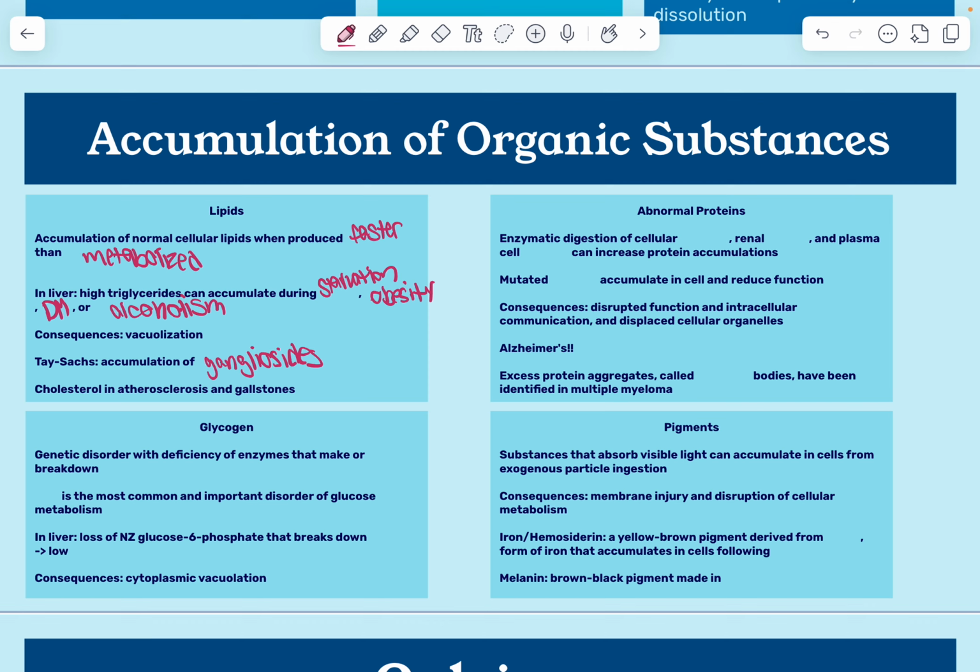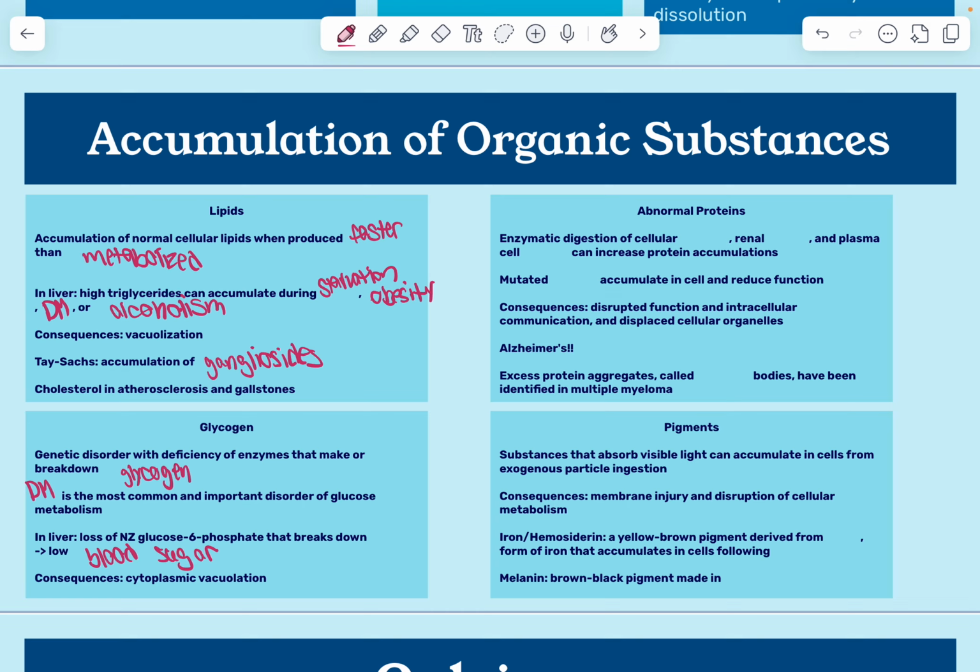So glycogen, this happens when there's a genetic disorder with deficiency of enzymes that make or break down glycogen. And diabetes mellitus is the most common disorder that you're going to see with this. And in our liver, there's going to be a loss of glucose-6-phosphatase, and that is going to overall lead to low blood sugar. And then the consequences of this are cytoplasmic vacuolation.